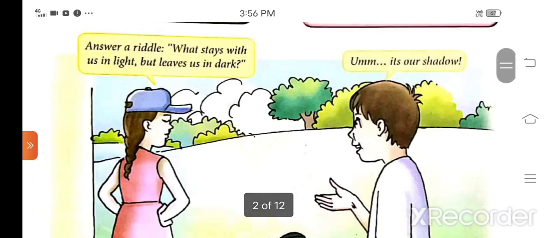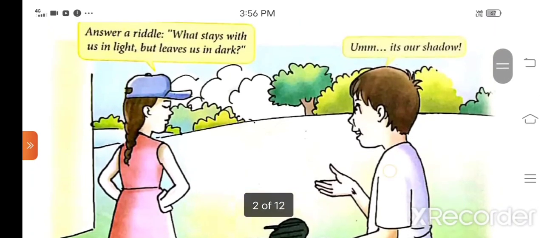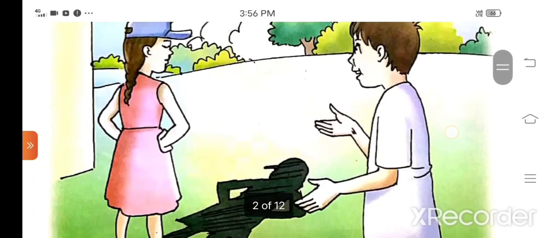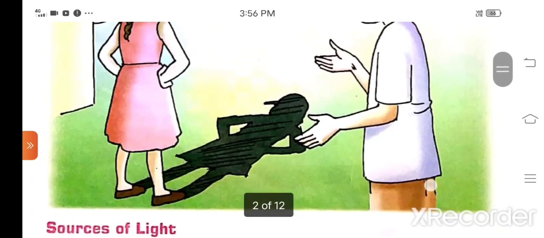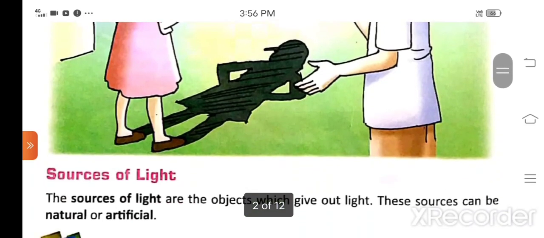A question is this. A girl is speaking: answer a riddle. What stays with us in light but leaves us in dark? The boy is answering, it is our shadow. You know, dear students, that when you stay in a place where there is light, you must see that you have a shadow beside you. And when you stay in darkness, then your shadow will leave you. So this is a shadow that lives with you in light.